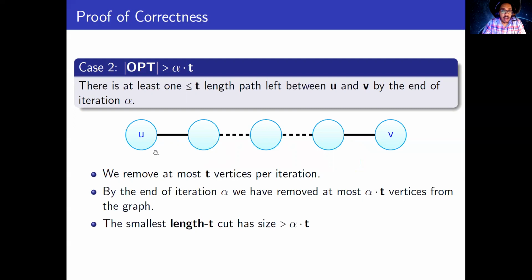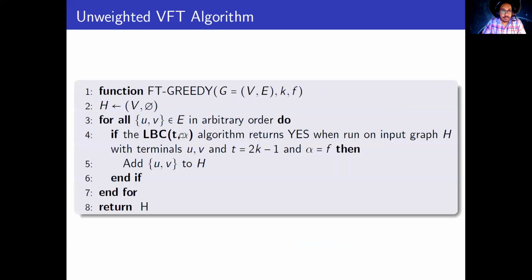Therefore, in iteration alpha plus 1, the algorithm will find this path, or one of these paths, remove it, then exit the main loop, at which point it will return no. So now that we've proved correctness of this algorithm, our foray into the land of LBC is finished, and we return back to the original problem of determining if an edge is necessary when constructing a vertex fault-tolerant spanner.